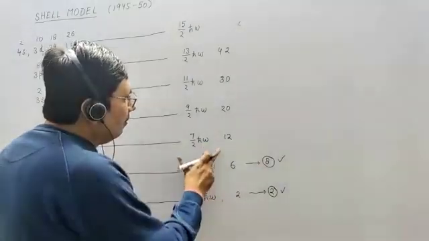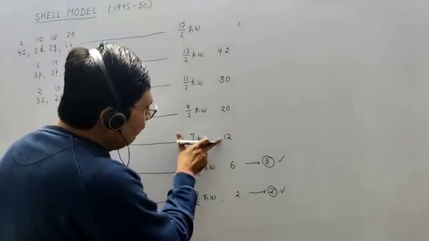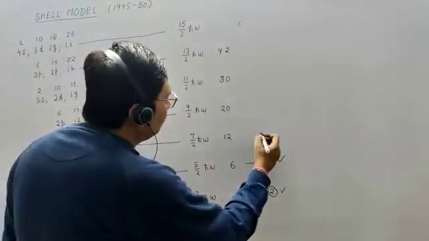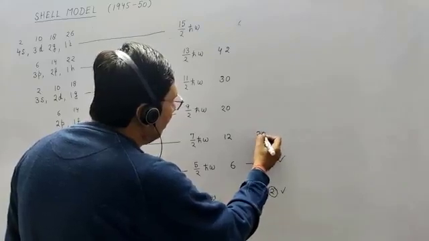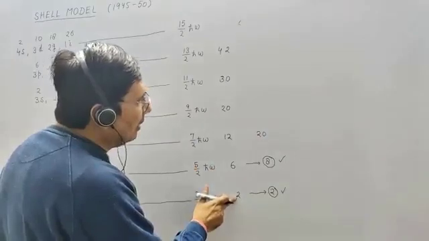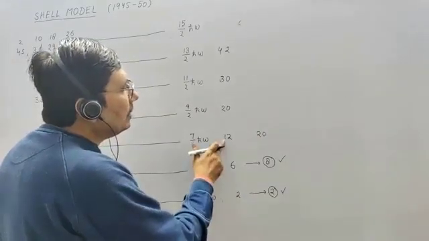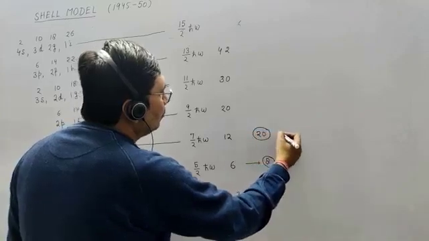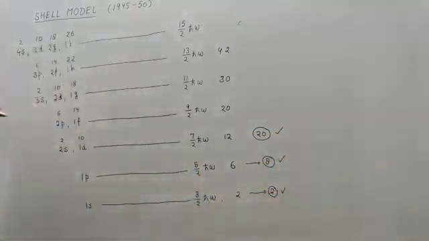The third energy level will be completed when the number of protons and neutrons is 12 plus 8, which is 20. How are we getting this 20? This is 12 plus 6, 18 plus 2, 20. When the number of protons and neutrons is equal to 20, this third level will be completed. So in this way we have obtained the third magic number also.